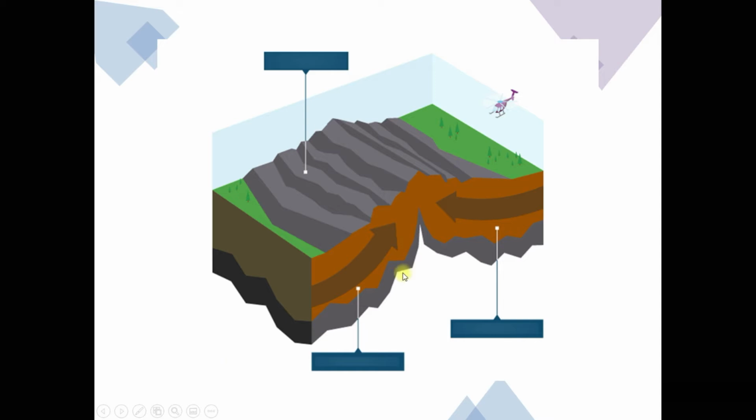And sometimes one does not go under the other, and they just bump up. And they form these folds. And what you'll see is if they were able to cut into the mountain, they would see different sediment rock layers inside the mountain, especially right in this area. They would see the different layers.